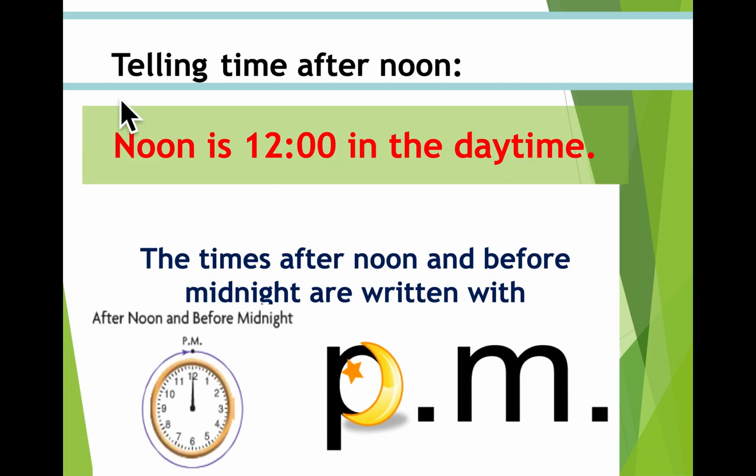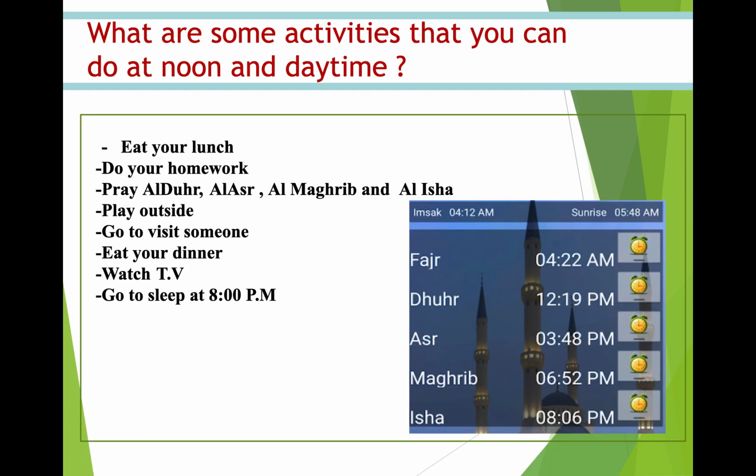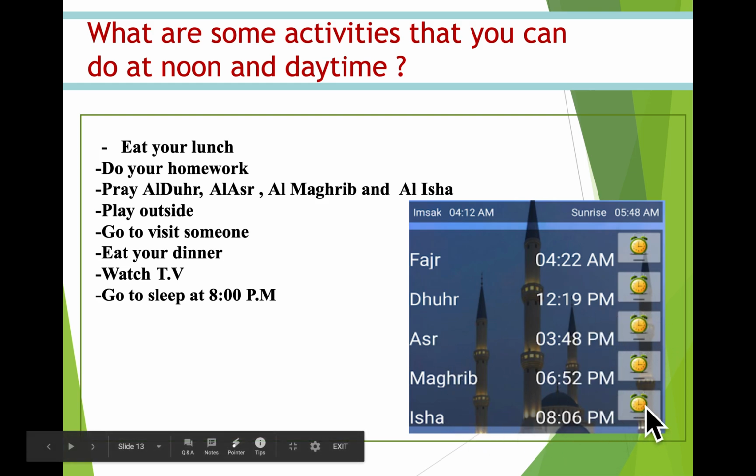How about the afternoon? Now, noon means 12 in the daytime. The times after noon and before midnight are written with PM. So what are some activities that I can do at noon and in the daytime? I can eat my lunch, do some homework, pray Dhuhr, Asr, Maghrib, and Isha. I can also play outside. I can also visit someone, eat some dinner, watch TV, and then head to sleep at 8 p.m. If you see over here, Fajr is in the AM. Dhuhr, Asr, Maghrib, and Isha are all in the PM.